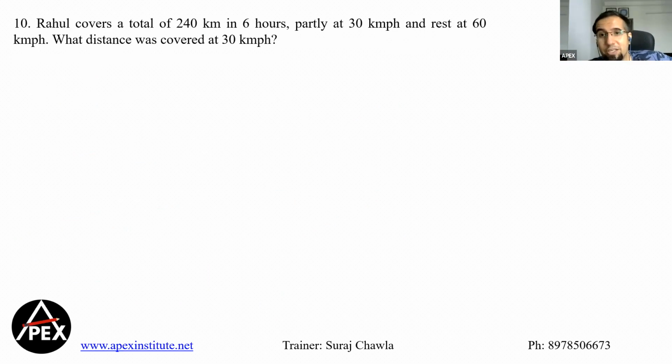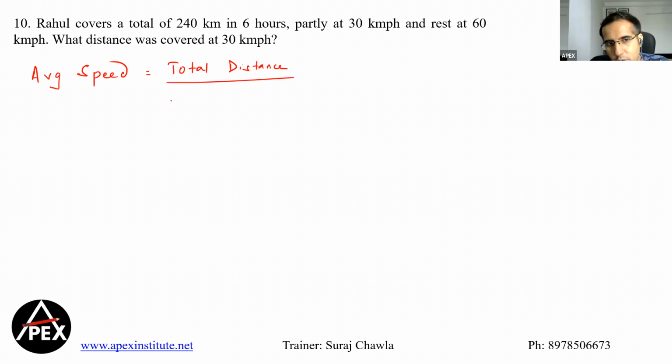Now we are seeing alligations in time and distance. Always remember that your average speed is always determined by a formula called total distance upon total time. This is nothing but the average speed formula. Now can you apply, please?